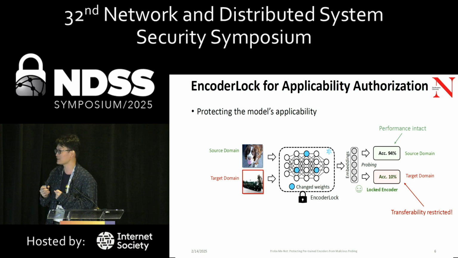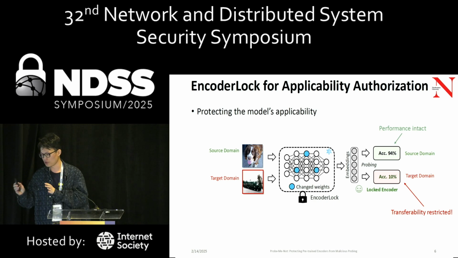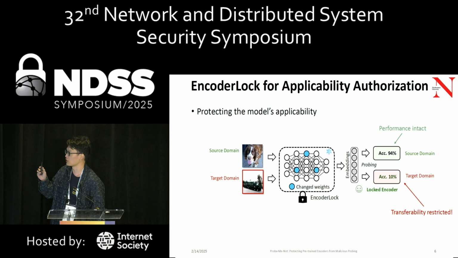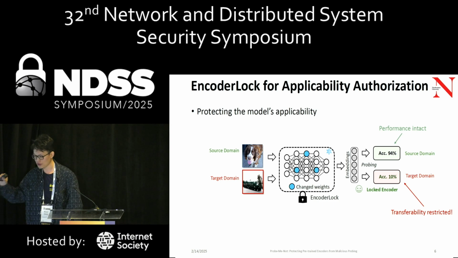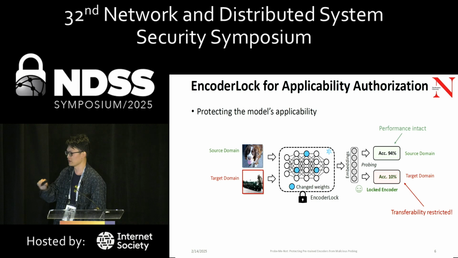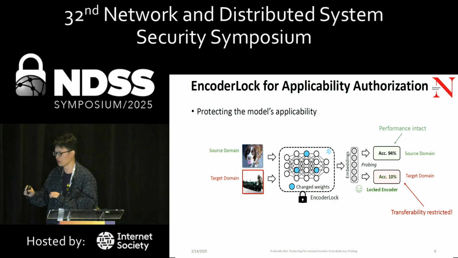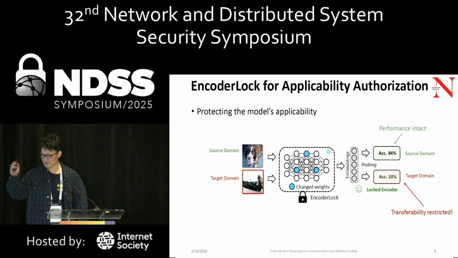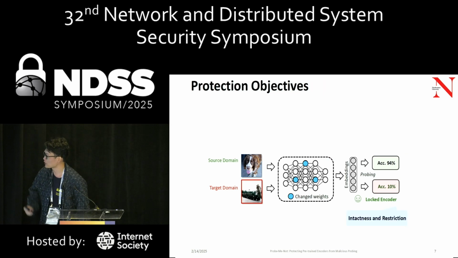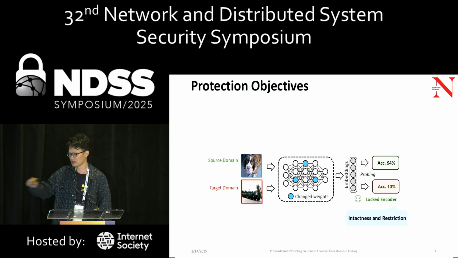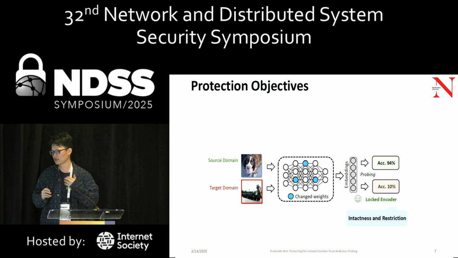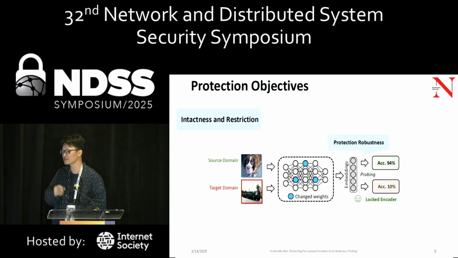We try to adjust part of these models with our framework, and the goal is to make sure that the performance on the source domains is as good as it originally was, and the performance on the target domains is very low, which means that transferability to these target domains is restricted. With this in mind, we come to our first design objective, which we call inequalities and restrictions. As I just mentioned, we make the accuracy on the source domain high and the accuracy on the target domain low. This is our first objective.